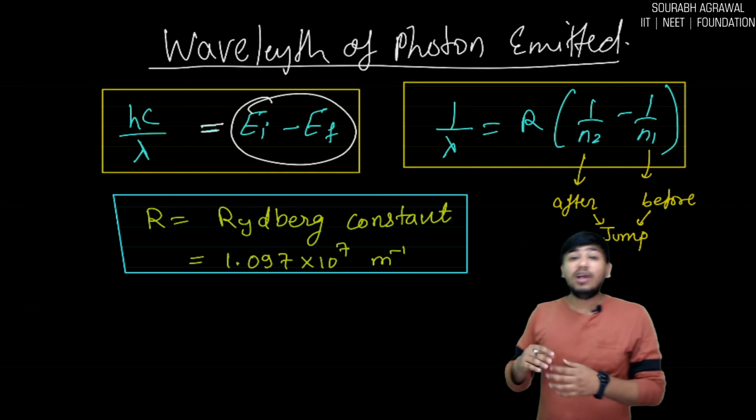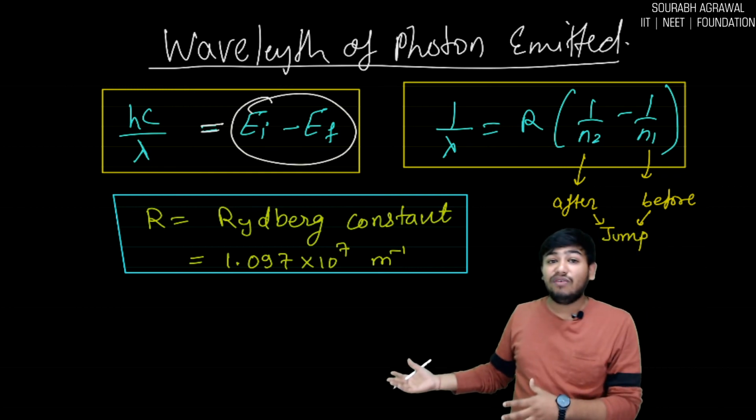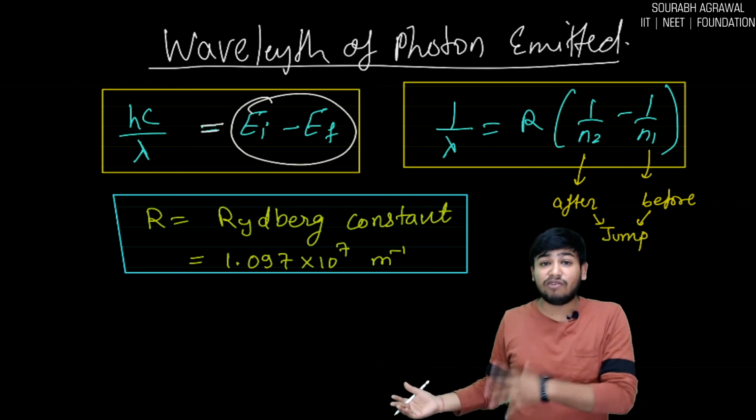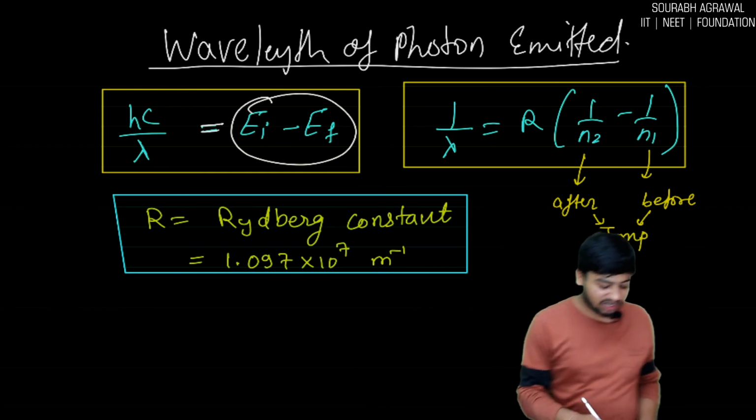What is n2? n2 is the final state after jumping. What is n1? n1 is the initial state.